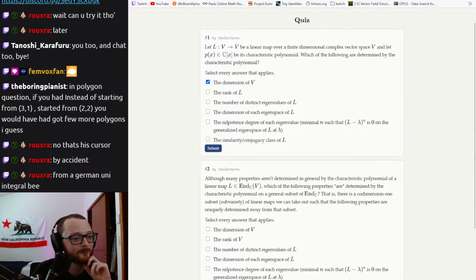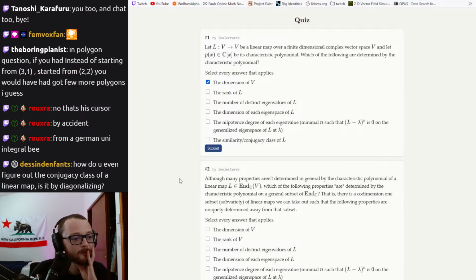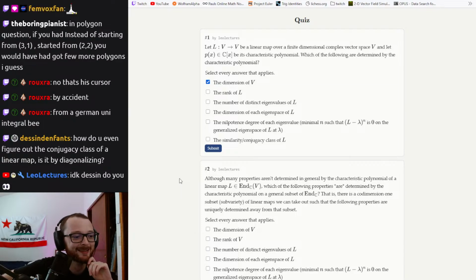It's a good emote. Polygon question if you had instead, starting from 3-1, started from 2-2. Oh, interesting, boring pianist. German uni integral B? Oh god. And Femvox, I think I'm ready to plan out the reading group, if I haven't waited so long that you're no longer interested, at least. I don't know what conjugacy class is. Yeah, Femvox, I'll send you a DM soon about it.